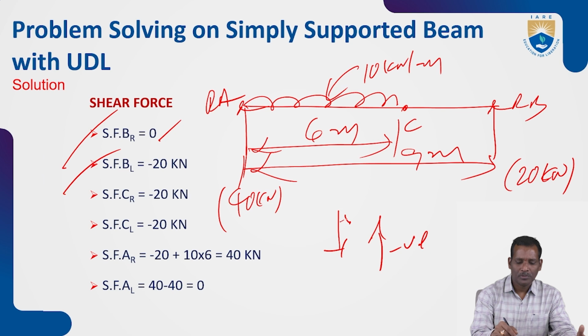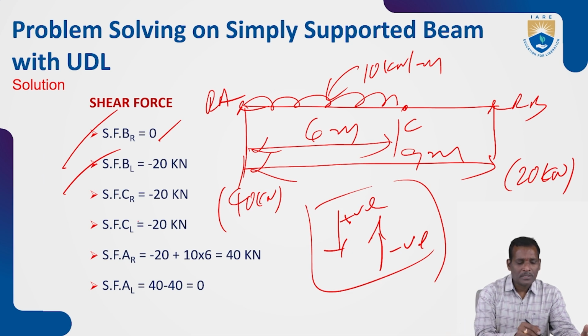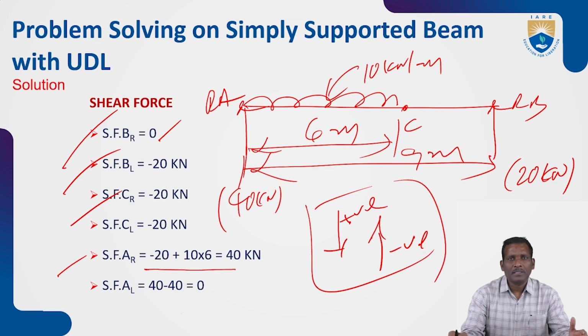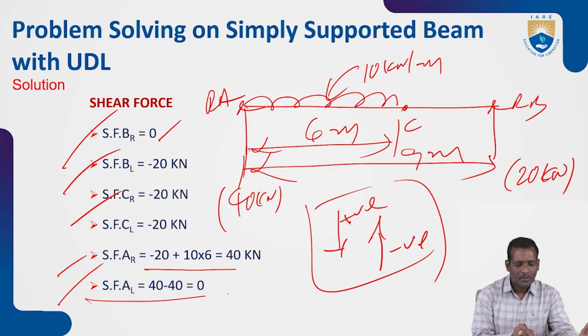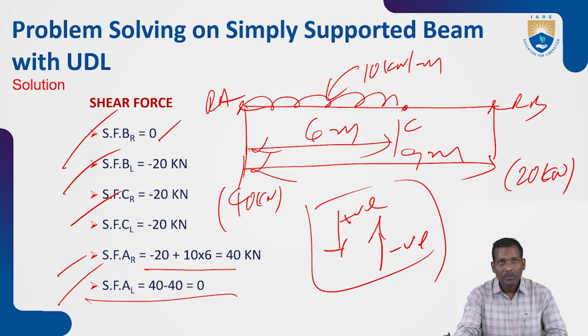Downward is positive. The sign convention we have already seen. So the shear force at C right is minus 20, and it remains constant up to C. At C left, the acting UDL is converted into a point load, that is minus 20 plus 10 into 6, that is 60. So A right is 40 kilonewtons. A left is 0. There is no shear force.